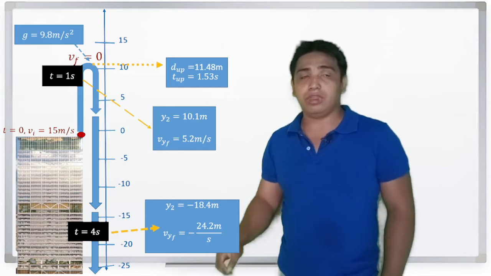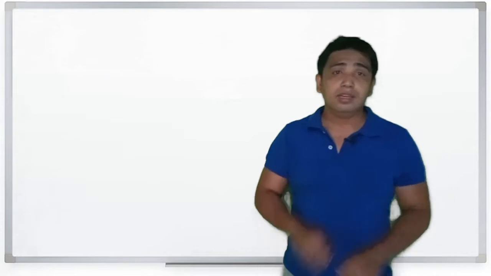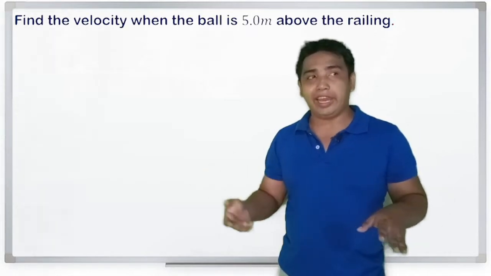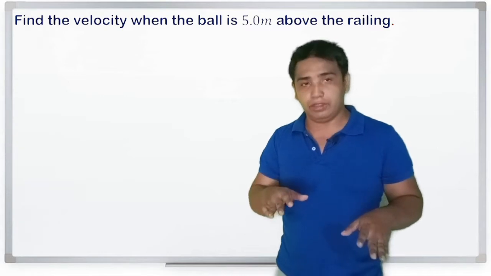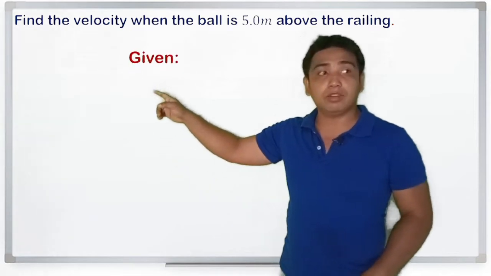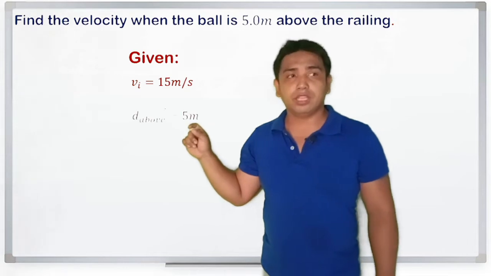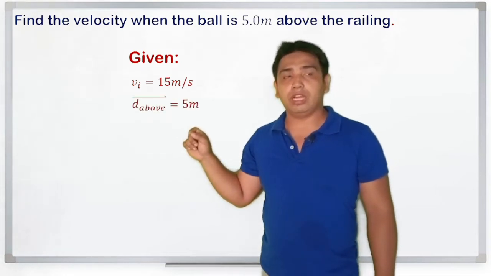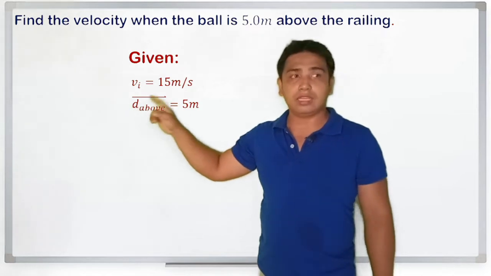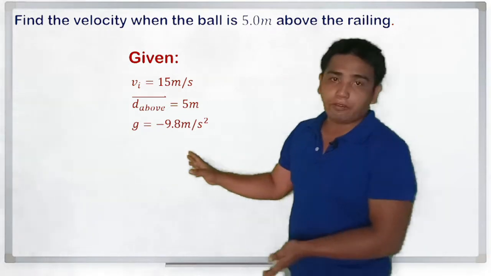So the next thing that we are asked to find is the velocity of the ball after it leaves your hand, when it is 5 meters above the railing. So here is our given. 15 meters per second is our initial velocity, and the position at which we are asked to find the velocity of the ball is 5 meters. And the acceleration due to gravity is negative 9.8 meters per second squared. And check out the formula.